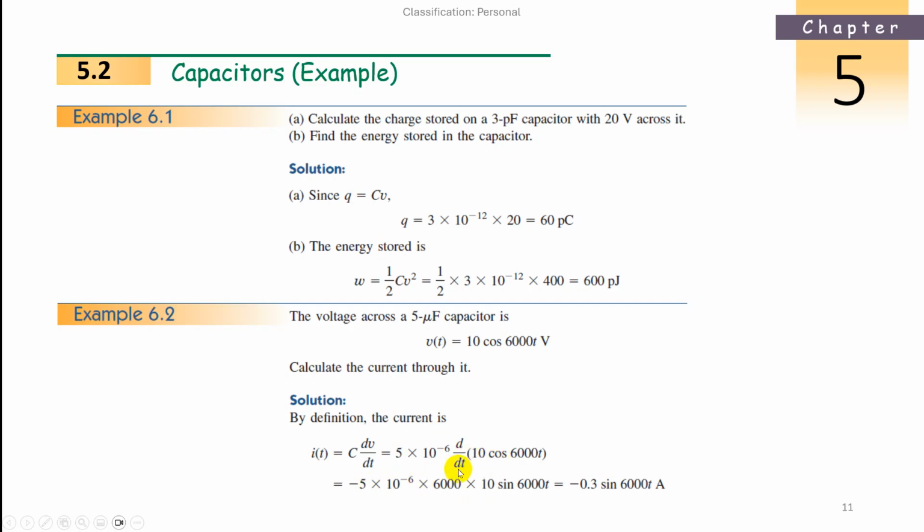And due to the cos being differentiated, it becomes minus sine. So the value is 0.3 sine 6000t amperes. So this is how the simple problems are solved.